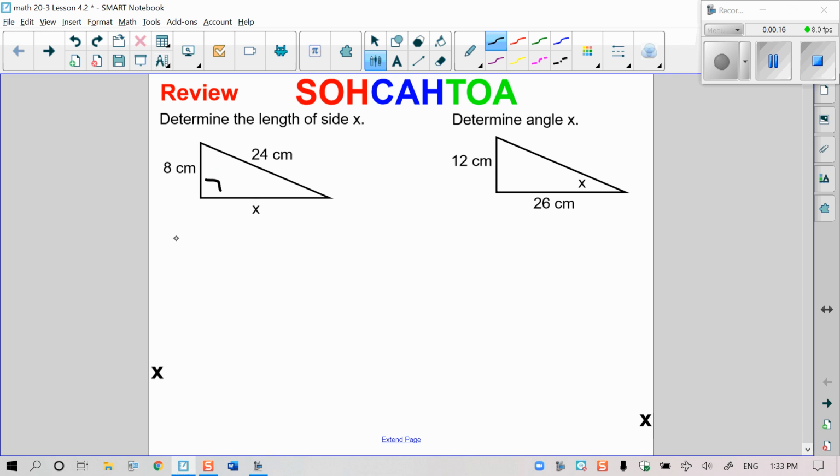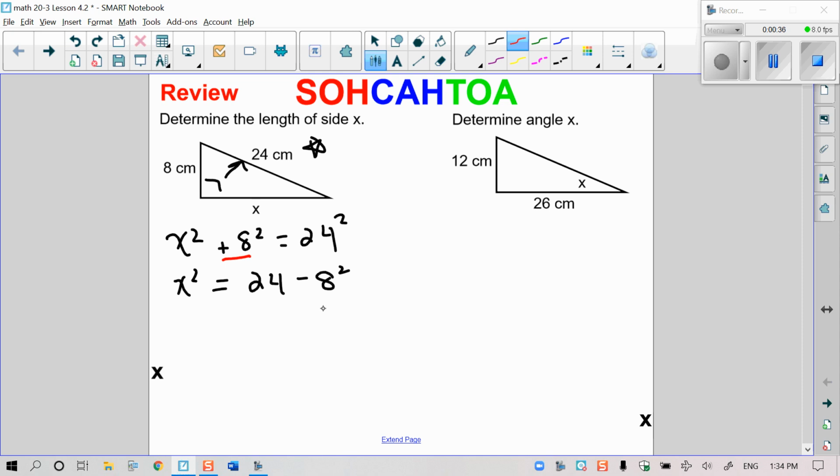So I use Pythagorean Theorem to do that. So I'll do a squared plus b squared equals c squared. It doesn't matter which one you call a or b, as long as you know that this one is c because it's the longest side. So I have that x squared is going to equal 24 squared minus 8 squared, since I subtract 8 squared from both sides.